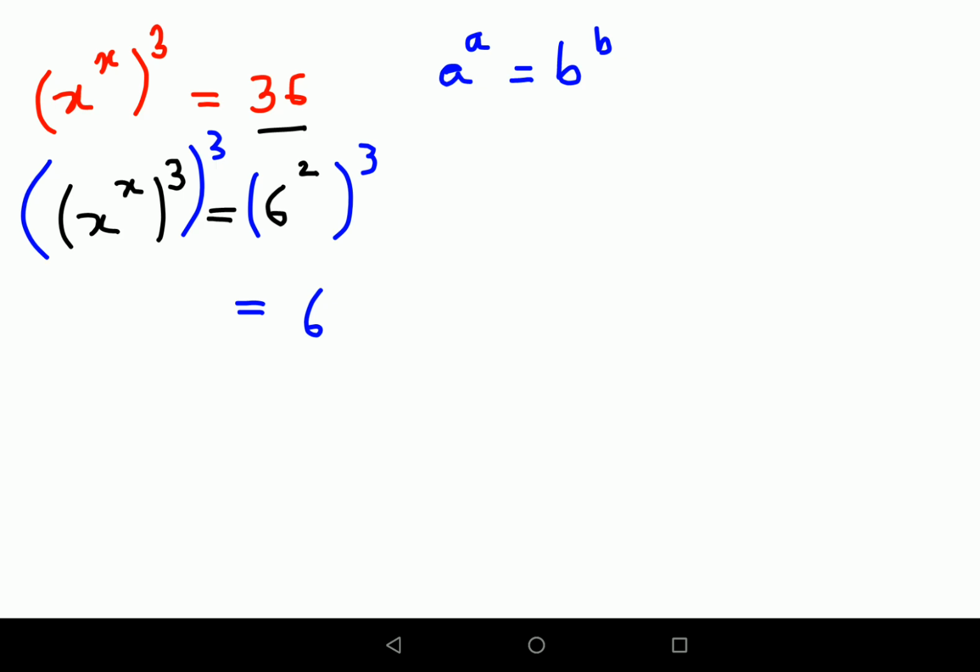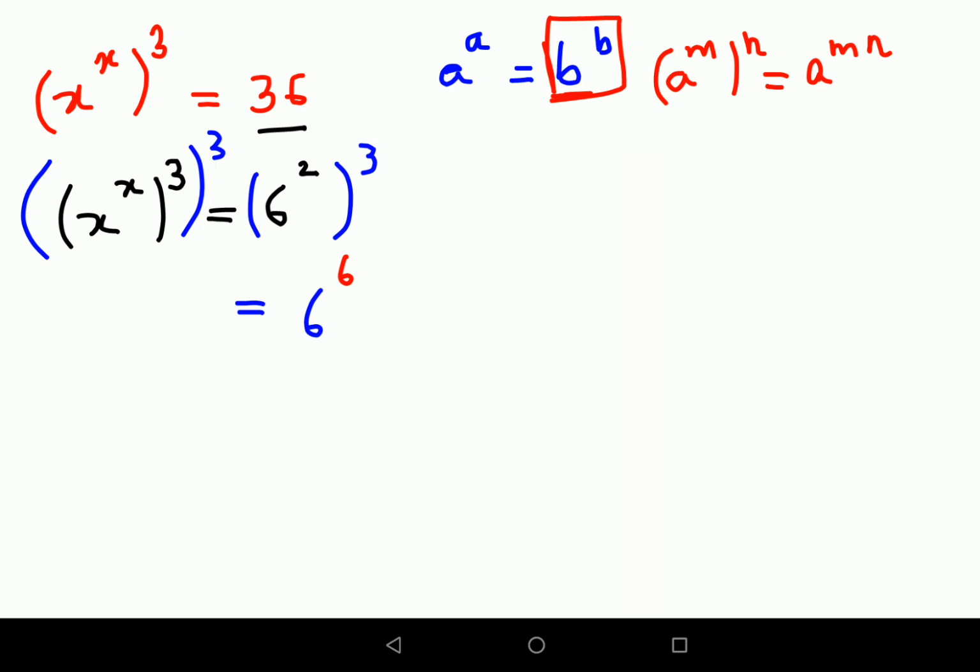You can apply this rule of indices, which is a raised to m, the whole raised to n, can also be written as a raised to m into n. So now this can be written as 6 raised to 6. So now if you see, the constant is already of the same base and same index, but your LHS is not of that form.